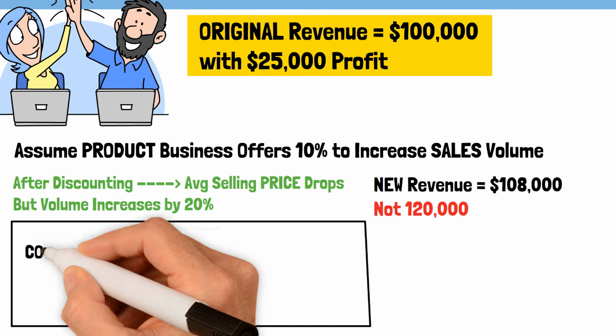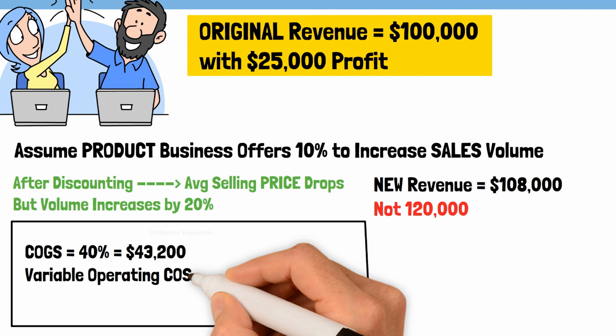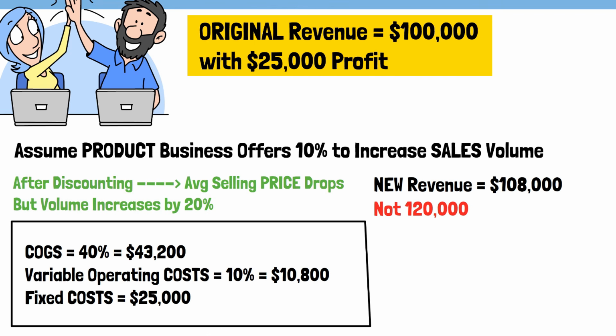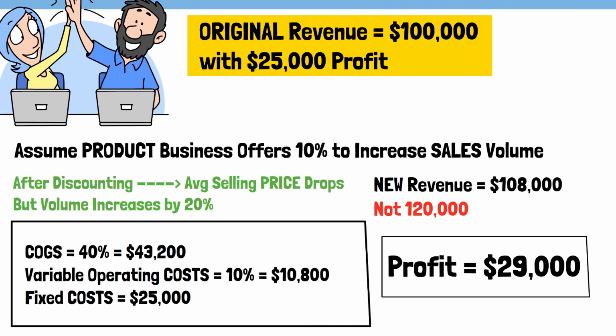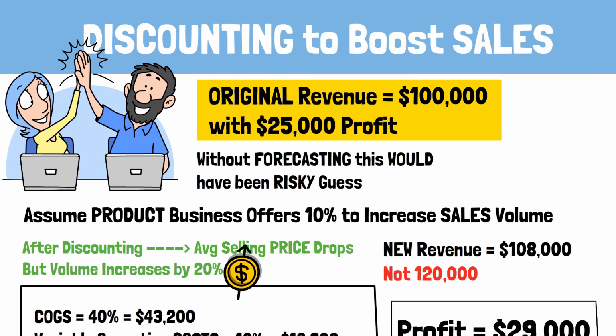Cost of goods sold at 40% becomes $43,200. Variable operating costs at 10% become $10,800. Fixed costs remain $25,000. After subtracting costs, forecasted profit becomes $29,000. In this case, discounting actually improves profit, but only because volume increase was strong. Without forecasting, this would have been a risky guess.